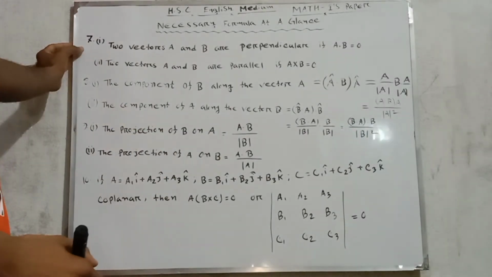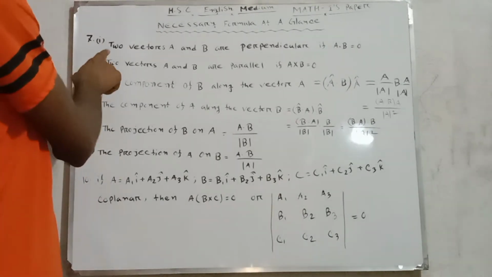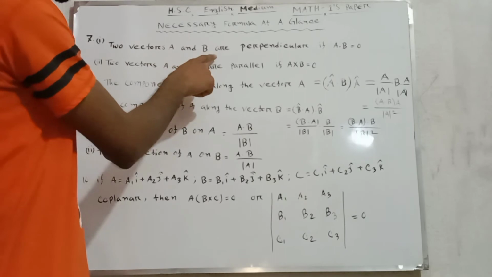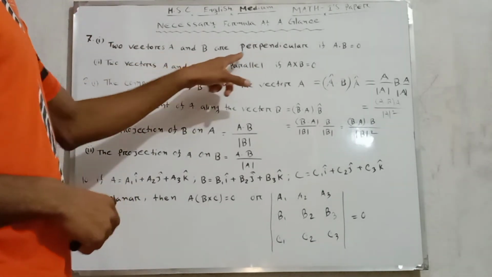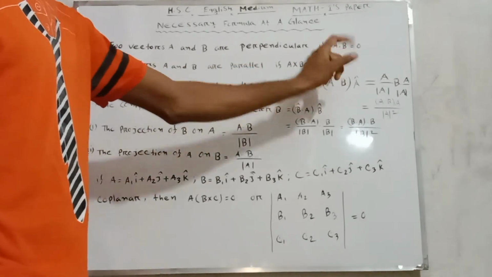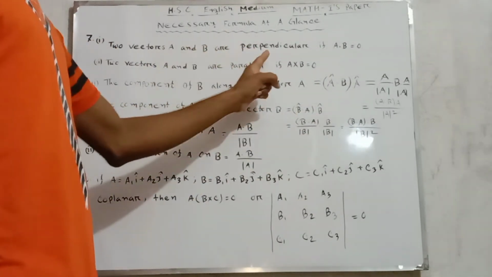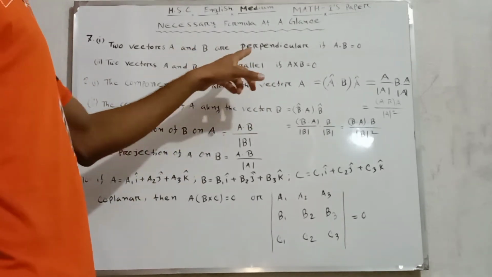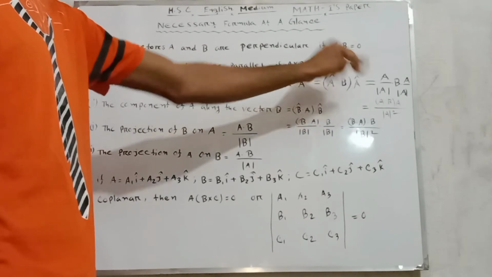Formula 7. Two vectors A and B are perpendicular if A dot B equals 0. Perpendicularity is the main factor of this formula. If perpendicular, then A dot B equals 0.